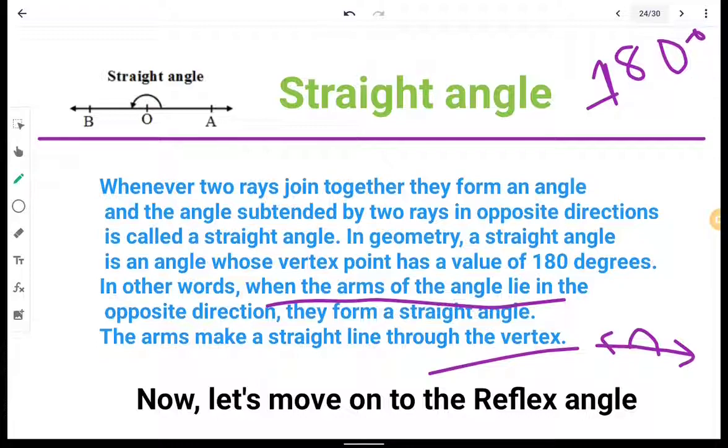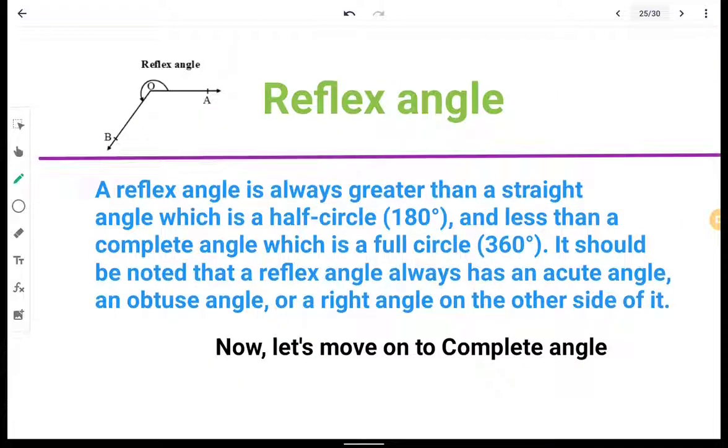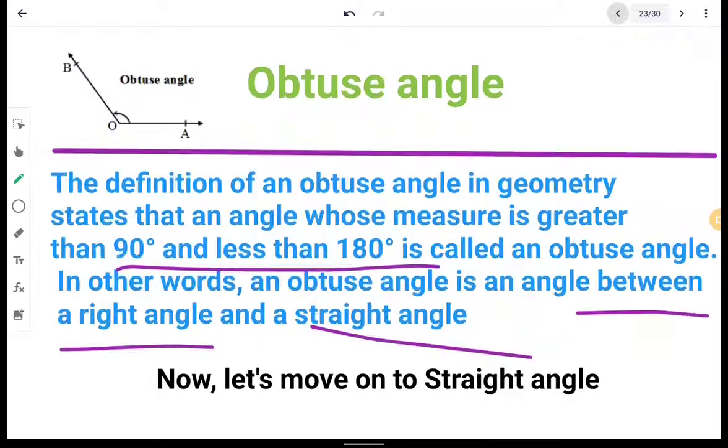Now, we will move on to which angle? After the straight angle, what have we learned? Yes, it's the reflex angle. So let's move on to that. But before I start explaining the reflex angle, I want you to go to that slide that has the pictures of angles. So let us move on to that.